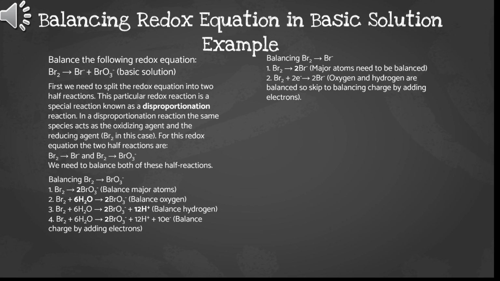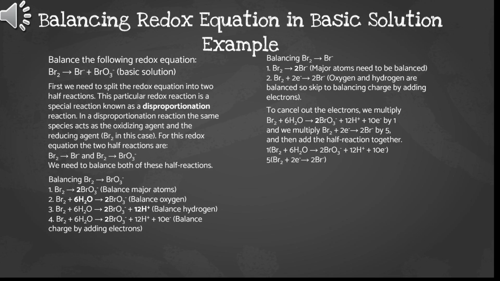Next, we'll balance Br2 forms Br-. First, we need to balance the major atoms, so we increase the number of molecules of Br- from 1 to 2. Second, we can see that oxygen and hydrogen are already balanced in this equation, so we skip straight to balancing the charge of the overall equation by adding electrons. We add 2 electrons to the reactant side of the equation, and the equation is balanced.